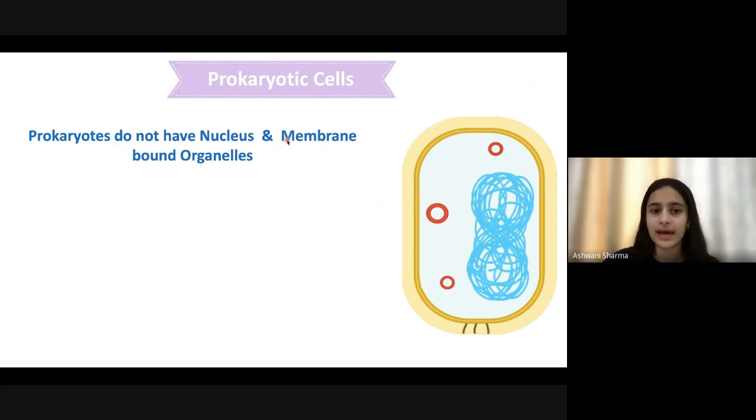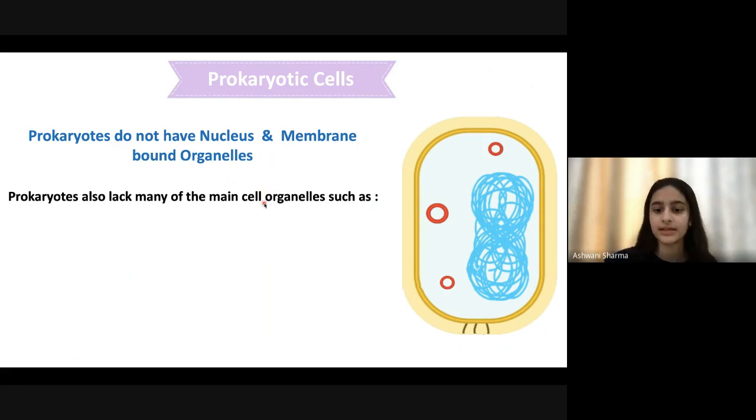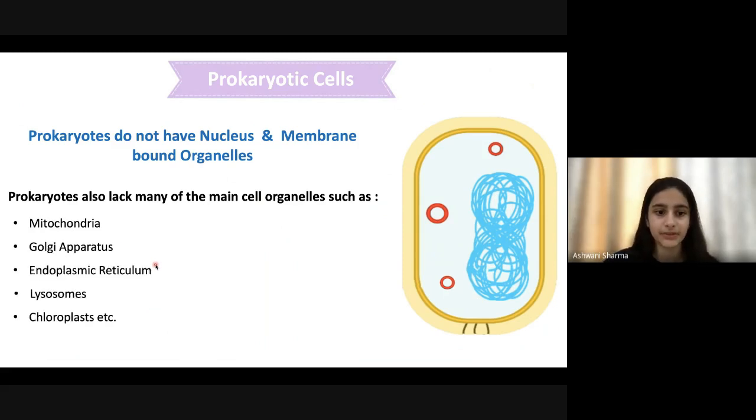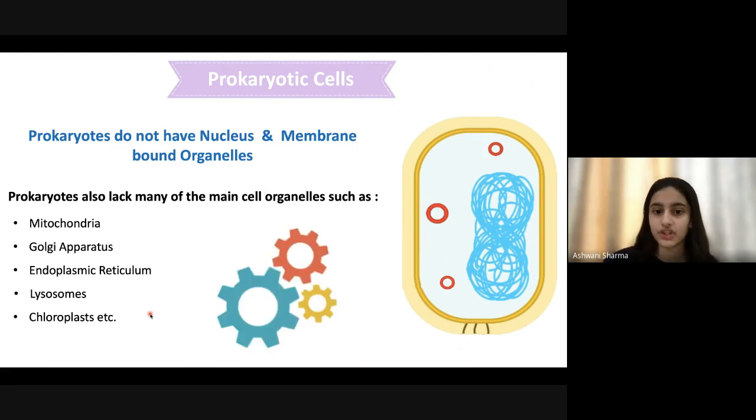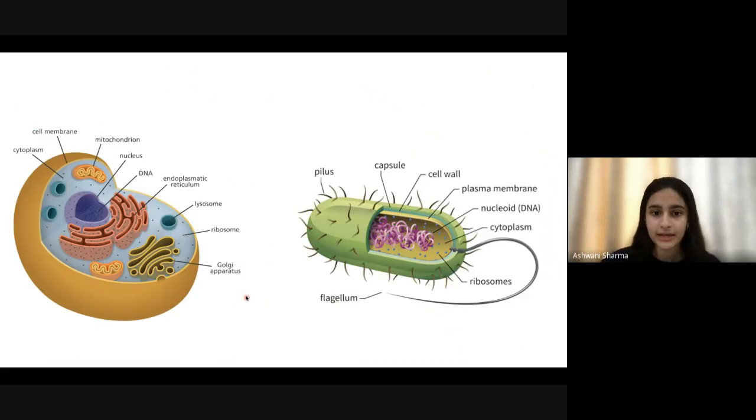Prokaryotes also do not have membrane-bound organelles. In fact, prokaryotic cells lack many of the cell organelles which are present in eukaryotic cells. For example, they lack mitochondria, Golgi apparatus, endoplasmic reticulum, lysosomes, chloroplasts, and many more. Despite not having all of these organelles, they are able to function just as well as the eukaryotes. Now over here we can see a eukaryotic cell and a prokaryotic cell.